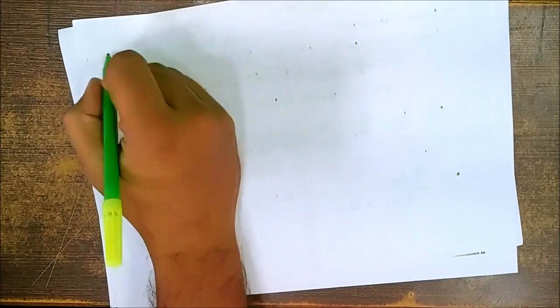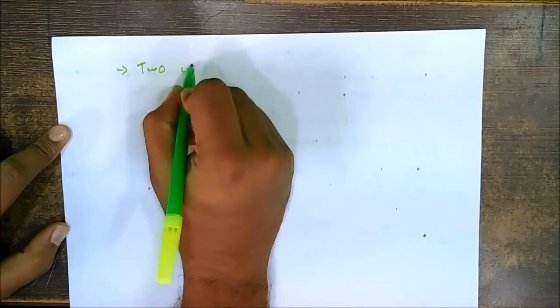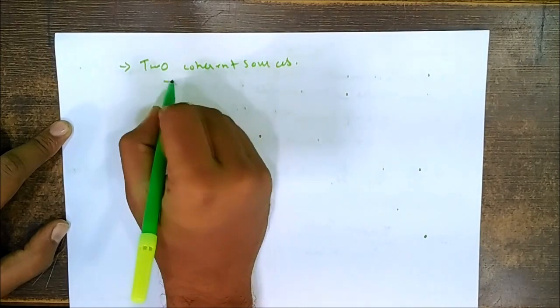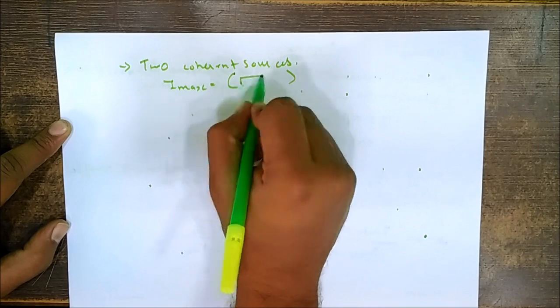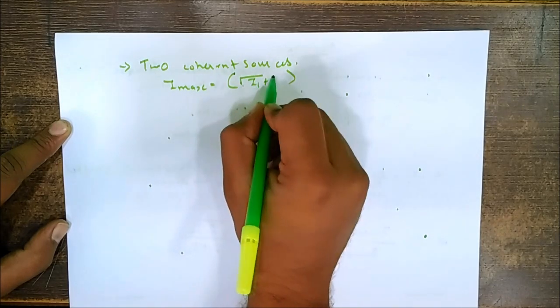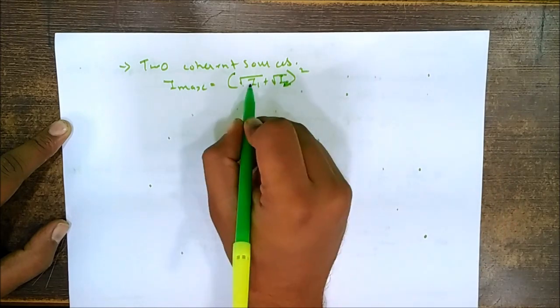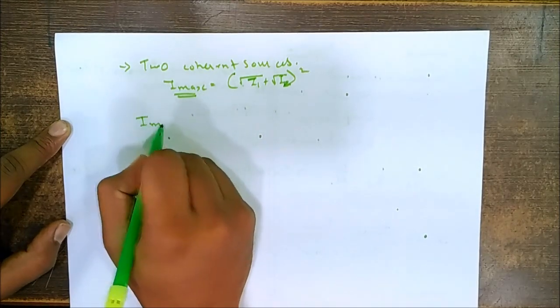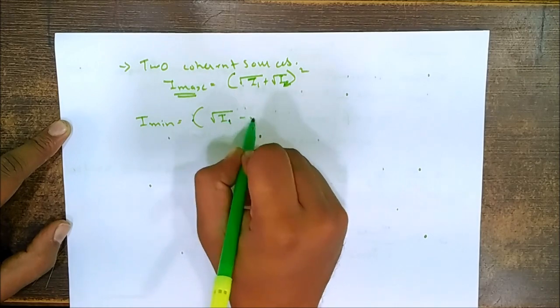Now, for two coherent sources, we have I max is equal to (root of I1 plus root of I2) the whole square. It is maximum intensity, and for minimum intensity the same formula with a negative sign.